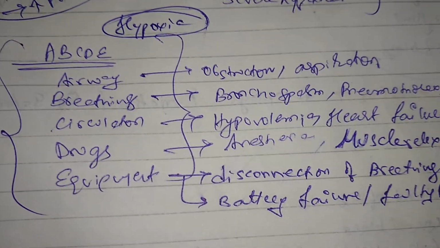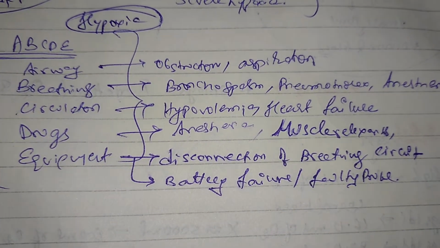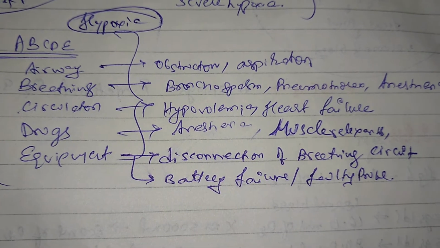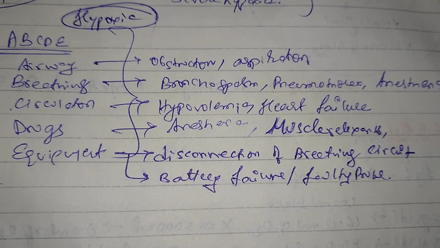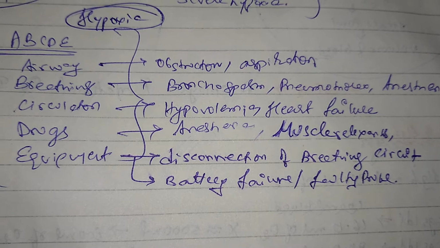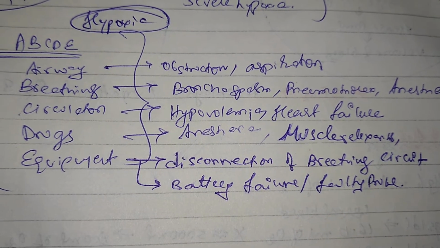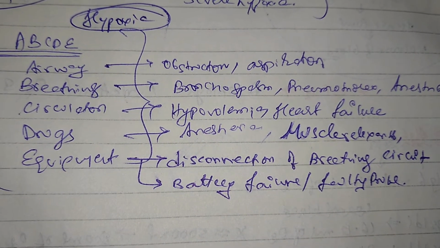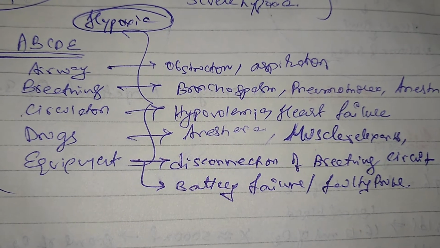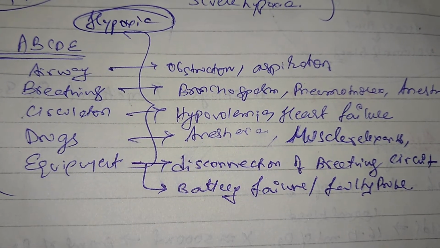So next, what to do if there is hypoxia? A, B, C, D, E: airway, breathing, circulation, drugs and equipment. If there is airway obstruction, ensure that the obstruction is cleared. We know the Heimlich maneuver, where we are giving abdominal thrust and removing the obstruction. If there is aspiration, we have to remove the aspirate with the help of suctioning.